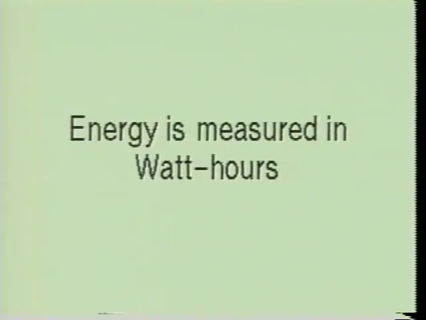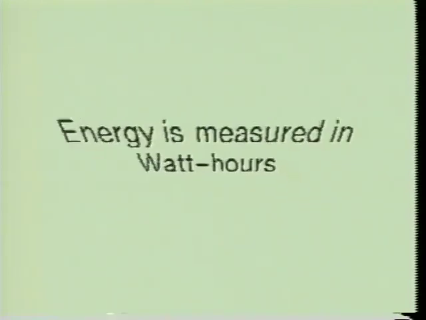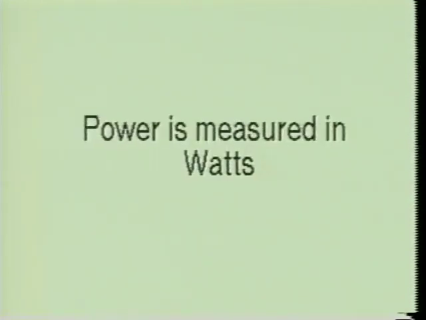Our final lesson on direct current deals with power. To define power, we must understand that the capacity or ability to do work is called energy, and the rate at which the work is done is called power. Energy's practical unit of measure is the watt-hour. Power's unit of measure is the watt.